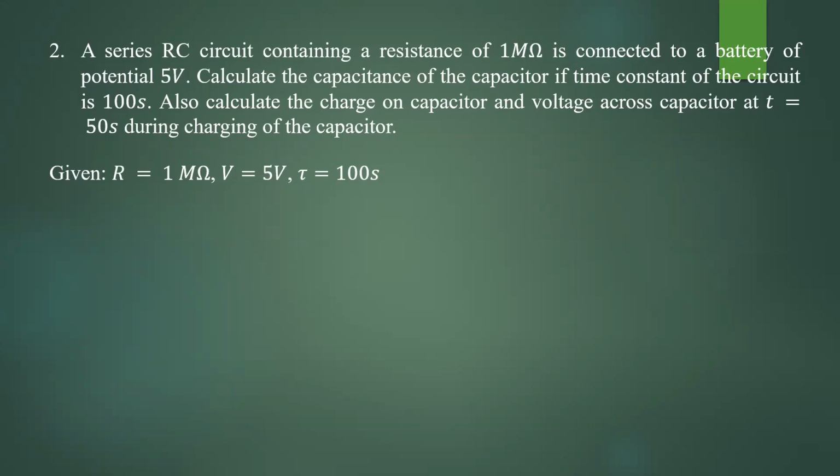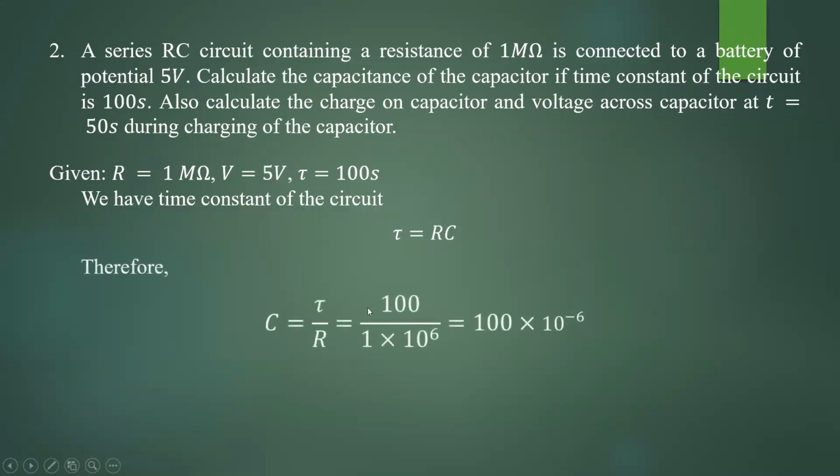Okay, let us solve this problem. So we have the time constant of the circuit, tau is equal to R into C. You have to find the C value. Tau is given, R is given. Therefore, C will be equal to tau by R. So can you calculate? Tau is 100 second, R is 1 into 10 to the power 6. So what is the value?